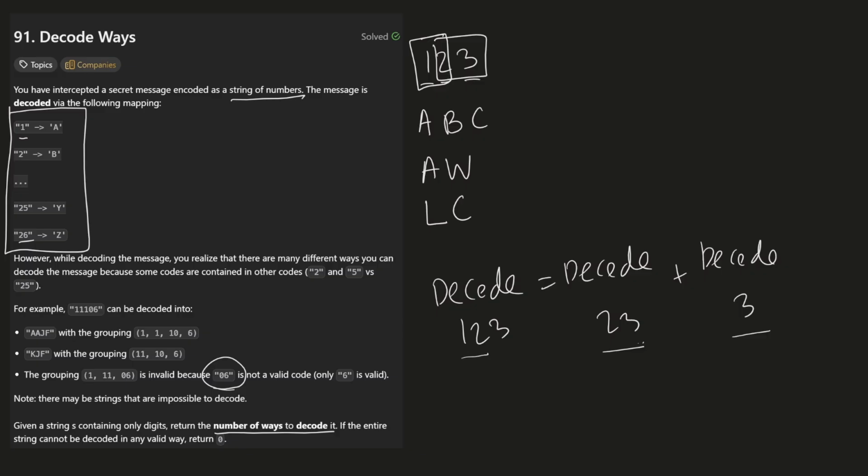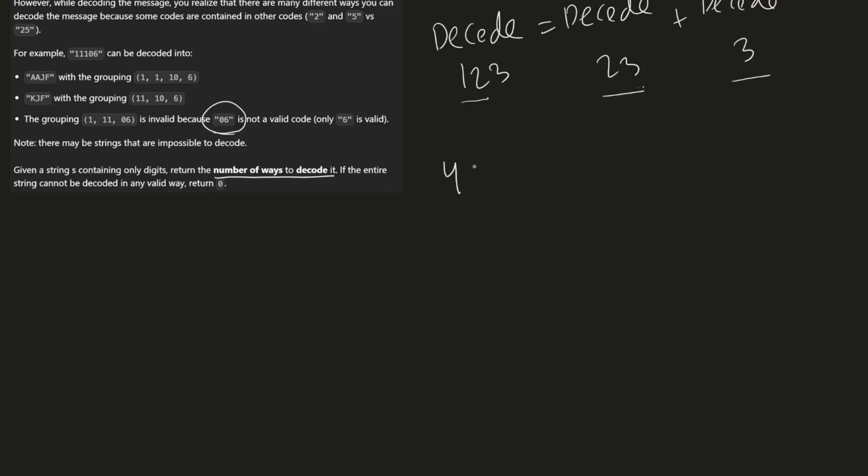If we look at a different example like 4, 5, 6, we can decode the 4 by itself, but we can no longer decode the 45 together because that exceeds 26, and that's as far as the mapping goes. So the number of ways to decode 4, 5, 6 is just the number of ways to decode 56. And 56 is the remainder of the string after we decode the 4.